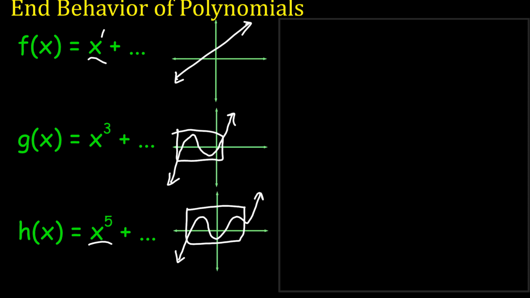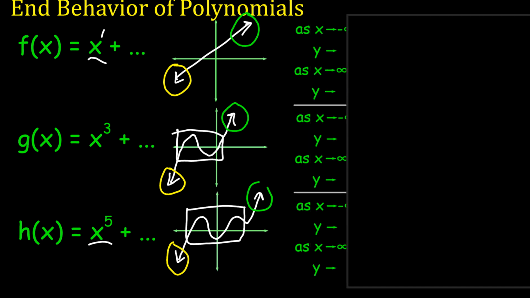But what I want you to notice on all of these is as you look on the right of the graph, all of these are pointing up. And if you look on the left of the graph, all of them are pointing down. And so that's what we're going to talk about with end behaviors. What's happening on the far right of the graph and what's happening on the far left of the graph.